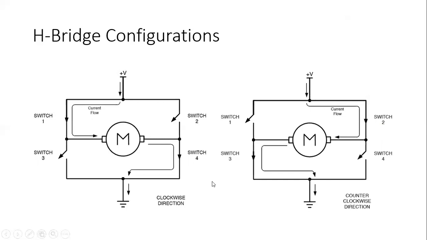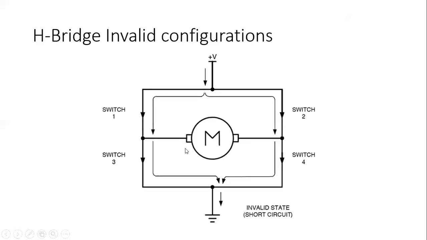We also need to be very careful about another important configuration which is invalid throughout the applications, that is closing all the switches. Closing all the switches will cause a short circuit to the motor, and the motor will get damaged. So ensure that you are rotating the motor either in the clockwise direction or in the anti-clockwise direction, not by pressing all the switches on at a time.